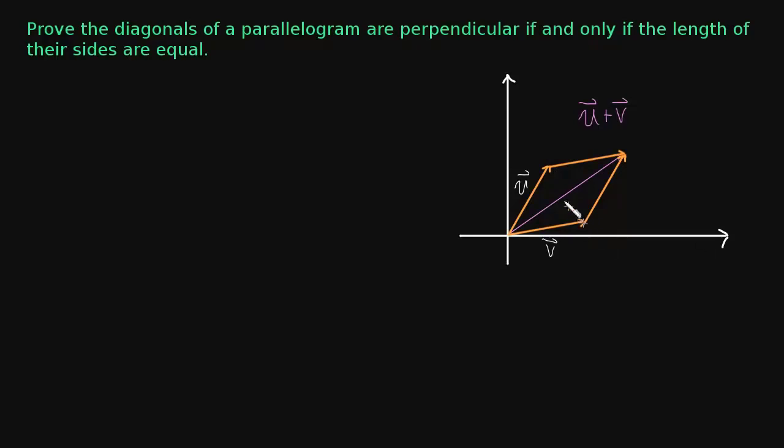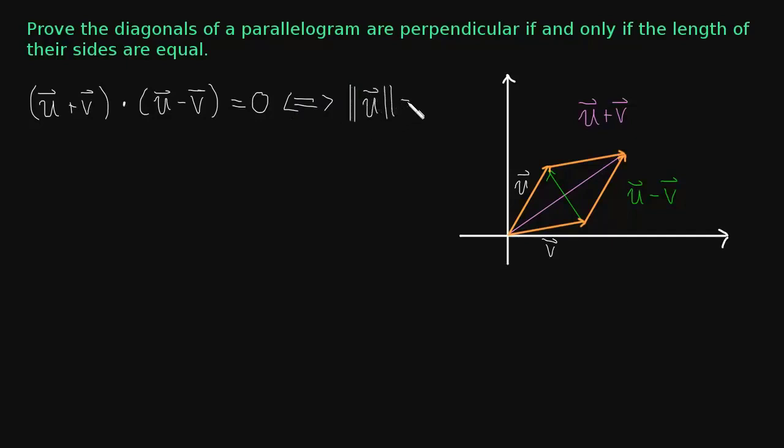So that is here. U minus v. We talked about that in vector subtraction. The vector pointing from the head of one vector to the head of the other is vector subtraction essentially. Okay, so we have our two diagonals. Let's see if we can convert this statement into some math. So what we're trying to prove is that the diagonals u plus v and u minus v are perpendicular, right? So we could say that their dot product is zero. So the diagonals are perpendicular. That's this statement. The diagonals are perpendicular if and only if the length of their sides are equal. So this is length of u is equal to length of v.